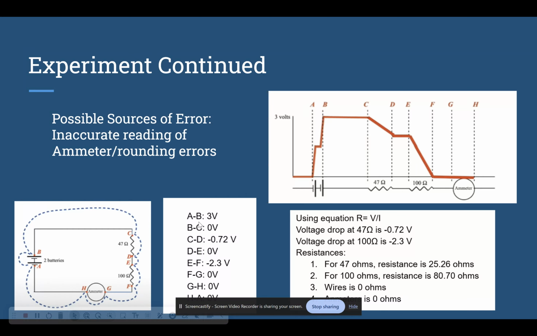So the first drop was measured to be 0.72 volts, second negative 2.3. And when you calculate the resistance, the recorded values are significantly different from what the predicted value should be. This could have been an inaccurate reading of the current or the voltage drop.